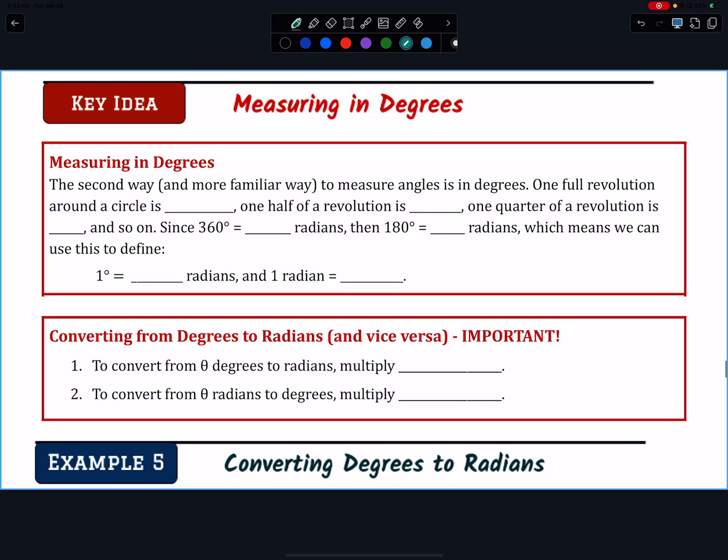So hopefully we agree that we like measuring in degrees more than radians, right? Because degrees is easier to think about quickly than radians, because with radians you almost have to convert it in your head. The second, more familiar way to measure angles is in degrees.